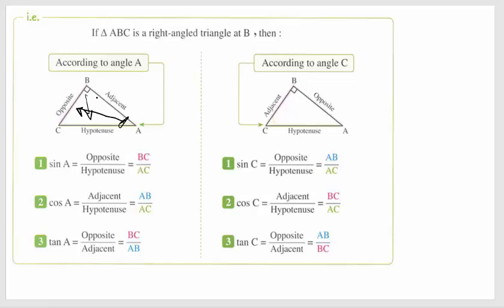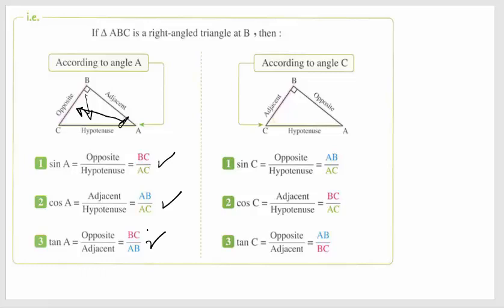So to find sine A, sine is opposite over hypotenuse, so it's BC over AC. To find cosine angle A, it's adjacent over hypotenuse, which is AB over AC. The last one is to find tan A, which is opposite over adjacent, so it's BC over AB.